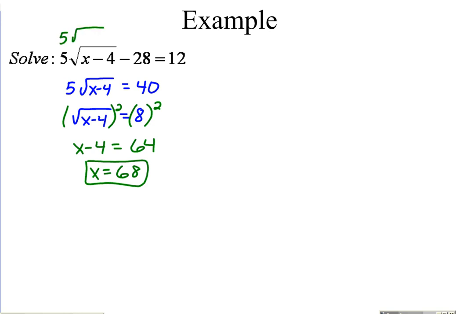So we're plugging 68 back into this equation and making sure we get something that's true. 68 minus 4 is 64. Square root of 64 is 8. 5 times 8 is 40, and 40 minus 28 does equal 12, so we know that this solution does indeed work.